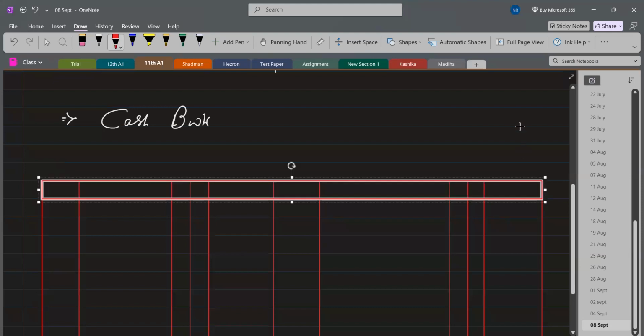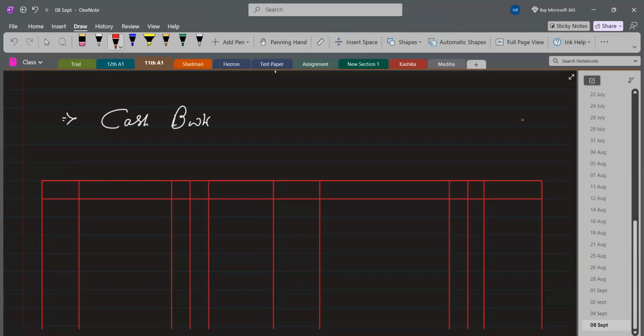So this is our cash book. It is single column, so I can write single column.